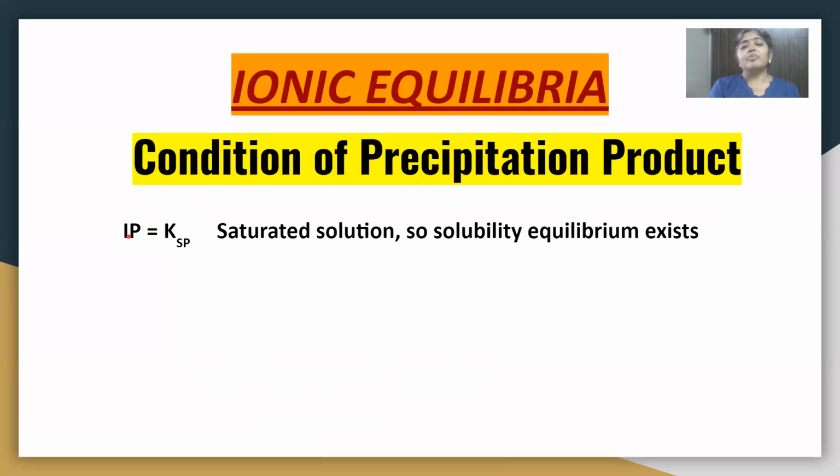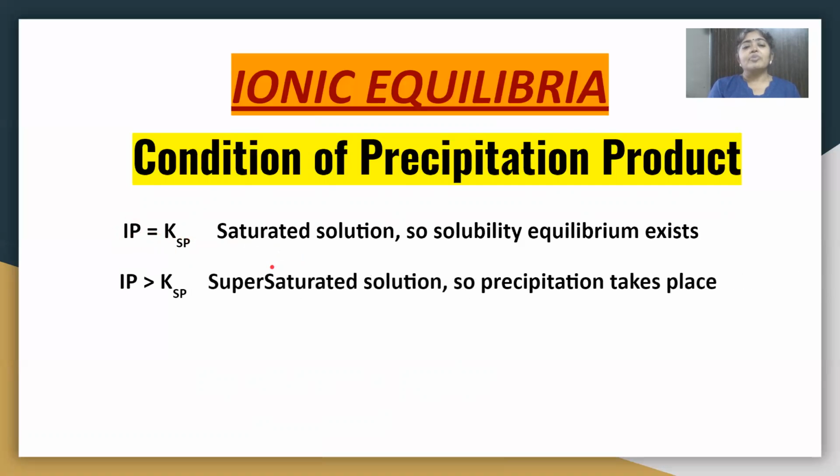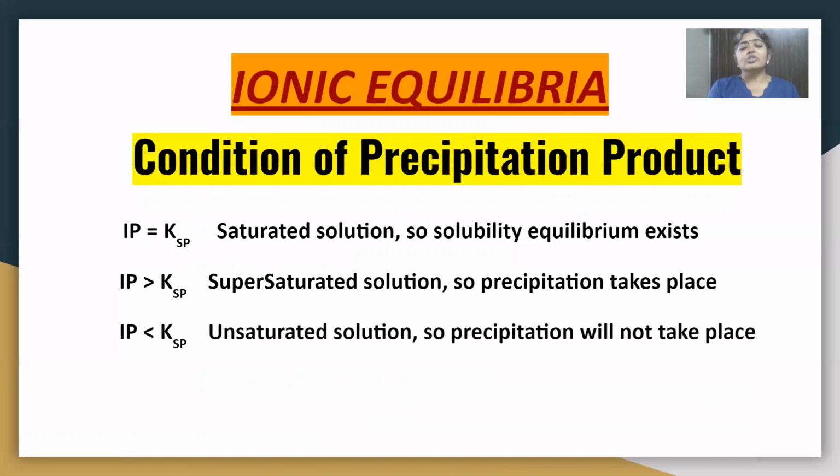So if the value of the ionic product and the KSP are equal, that means the solution has attained equilibrium. It is a saturated solution. But if the IP, that is the ionic product, is more than the KSP value, that means it is a supersaturated solution, and so precipitation will take place. And if the ionic product of the solution is less than the solubility product, that means the solution is unsaturated, and so precipitation will not occur. Followed? So the solubility product is very important because it helps us to identify when precipitation will take place or whether the solution is supersaturated or not.